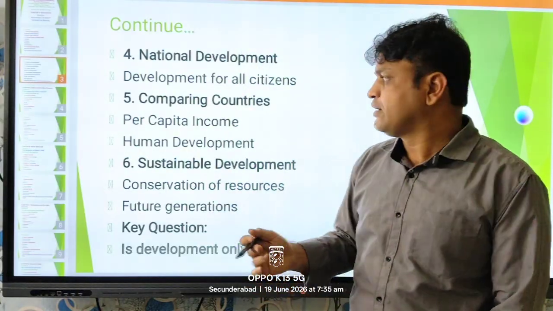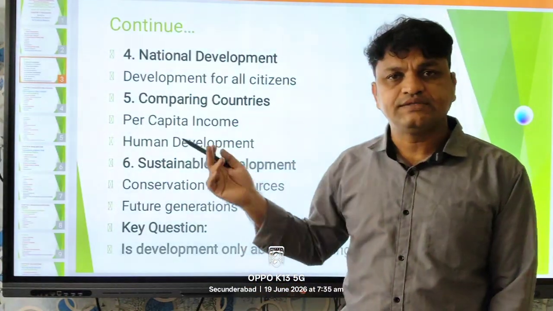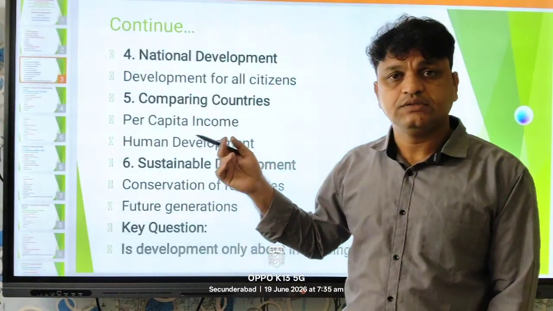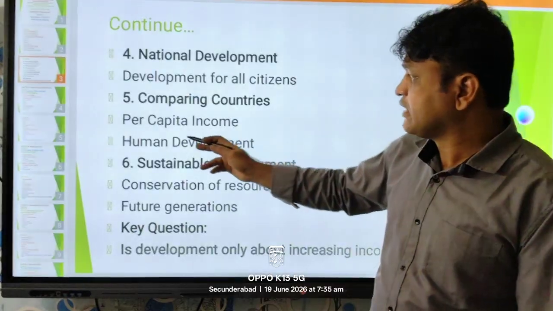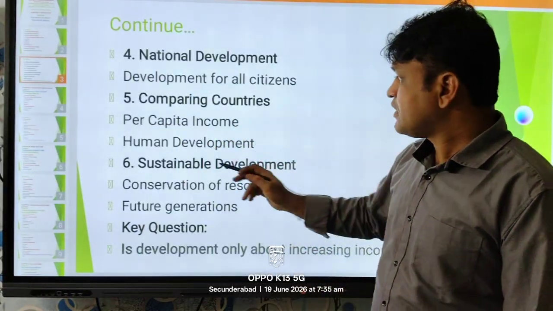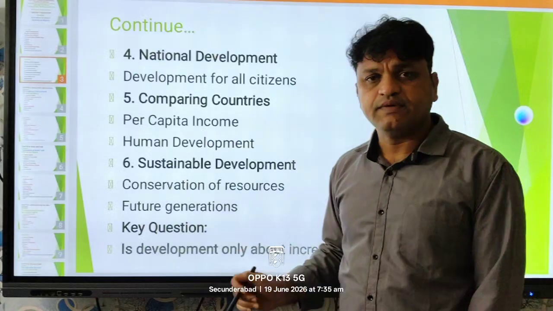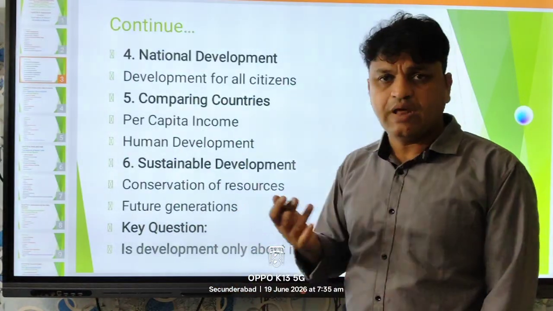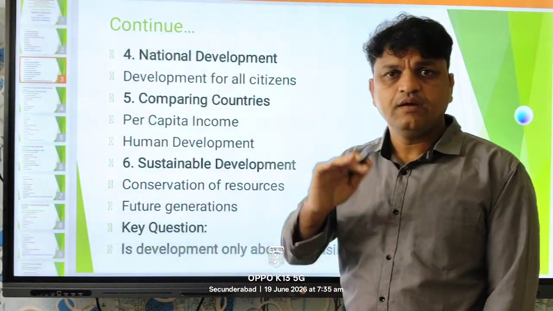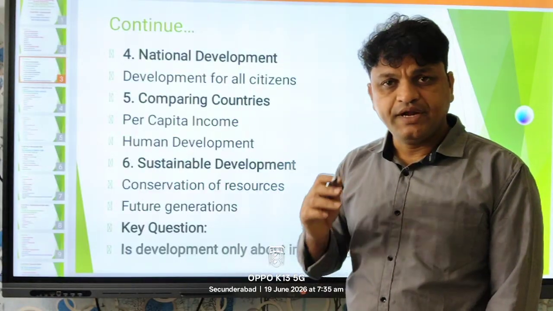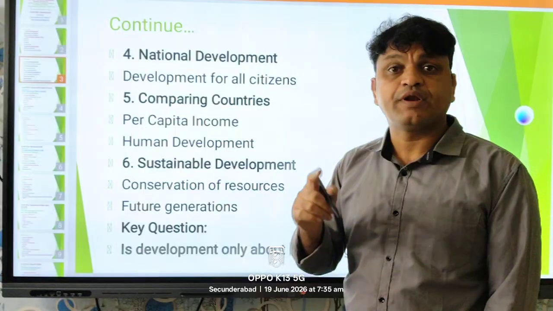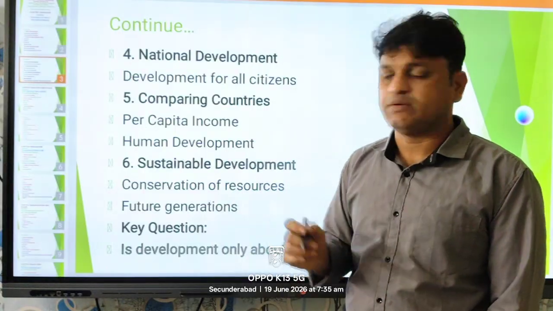So we get the per capita income, and how the World Bank is taking per capita income to calculate this development report, human development report, etc. So per capita income and human development, and the sixth one is sustainable development. What do you mean by sustainable development? Can you not answer? That meets the needs of the present generation without compromising the ability of future generations. That is called sustainable development.